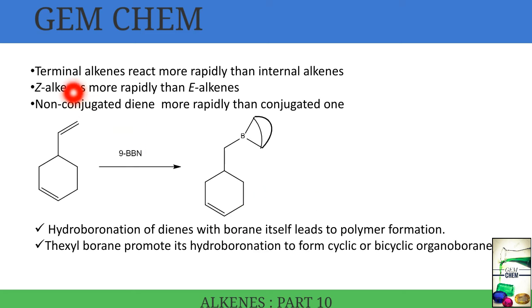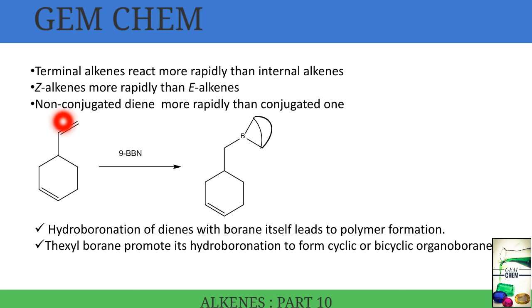Now if we see for the terminal alkenes and the internal alkenes, we see that for hydroboronation, terminal alkenes react more rapidly than internal alkenes, and the Z alkenes react more rapidly than E alkenes. Now if you don't know the concept of Z alkenes and E alkenes, you can watch the IUPAC nomenclature series. I will give the link in the description box as well as the I button present above this video.